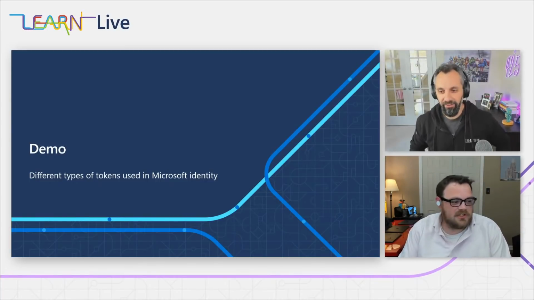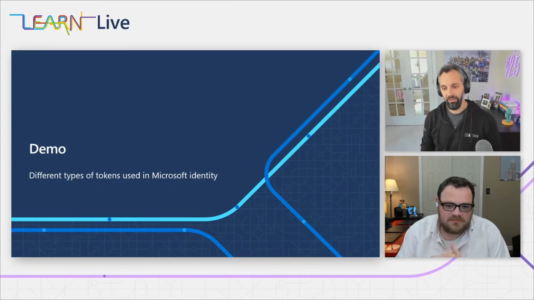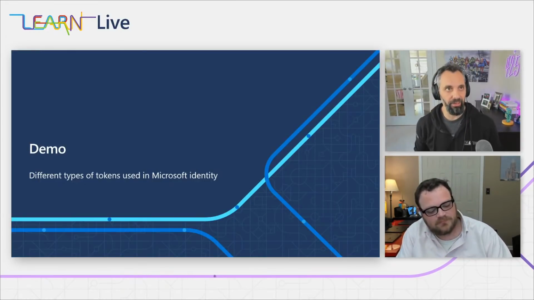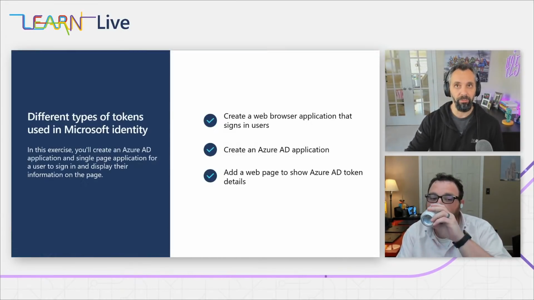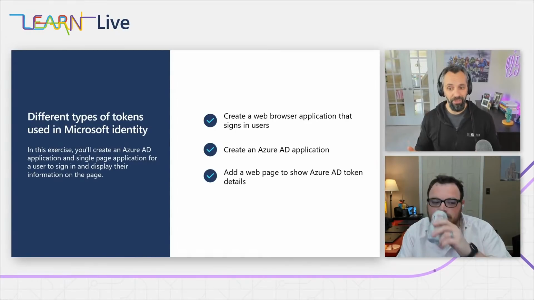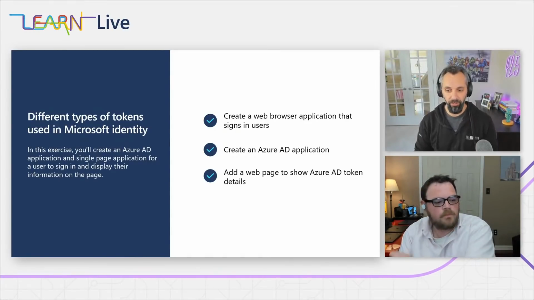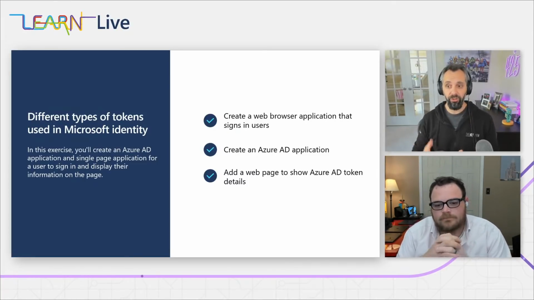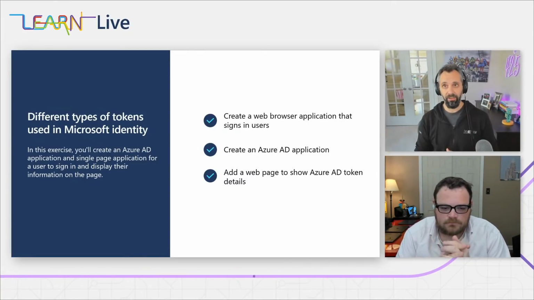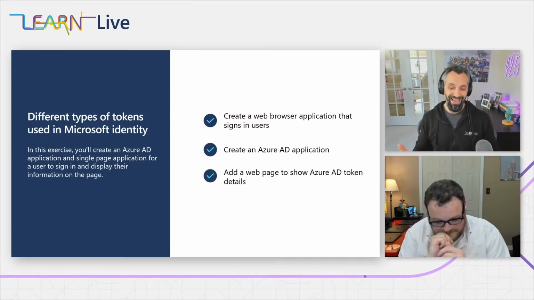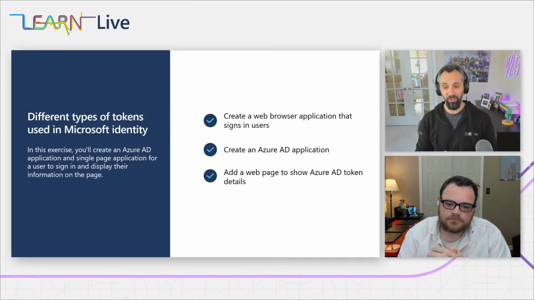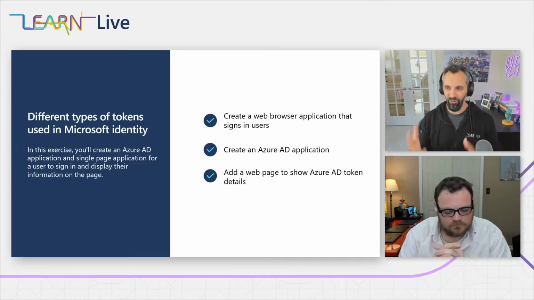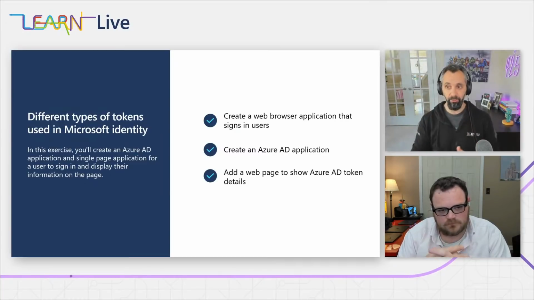So you're going to show us some tokens. I'm going to show you tokens, right? And in this scenario, we're going to actually be building a web browser application built on top of Node and Express. It's going to use an Azure Active Directory app registration to do the authentication. And then finally, we're going to be adding a web page so we can actually show the Azure AD token details. This is only for demo. And if you're going through the Learn module yourselves, you'll be building exactly the same thing.